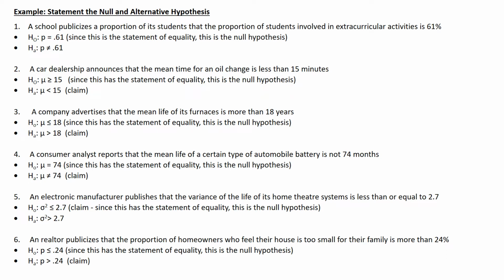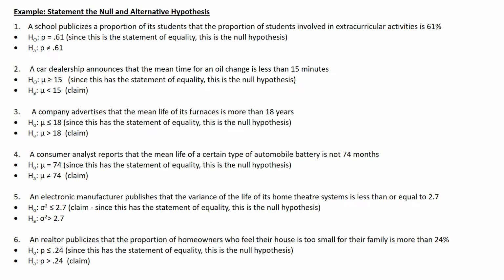This is less than, and it's not less than or equal to, it's less than. So that means it's not an equality statement, it's an inequality. That means they're making the claim on the alternate hypothesis. H sub A, the alternate, is less than 15, which means the null has to be going the other direction and equality. So if my claim at the alternate is less than 15, then my null is greater than or equal to 15. Notice each sign goes in the opposite direction, and the null always has the equality statement.